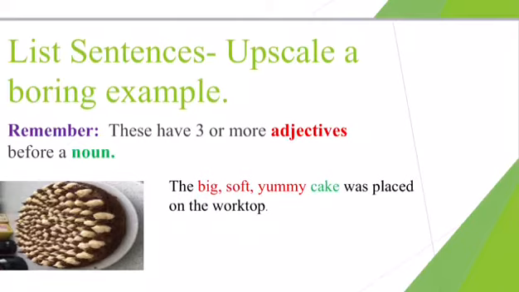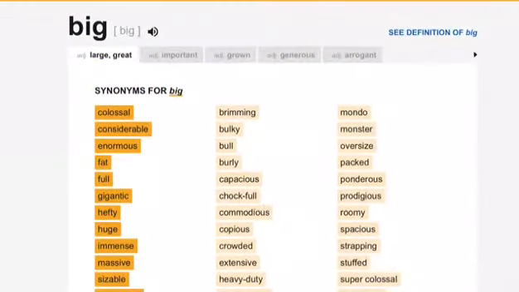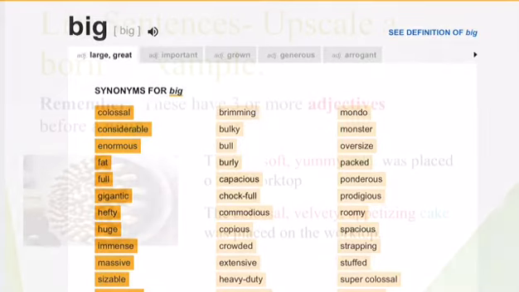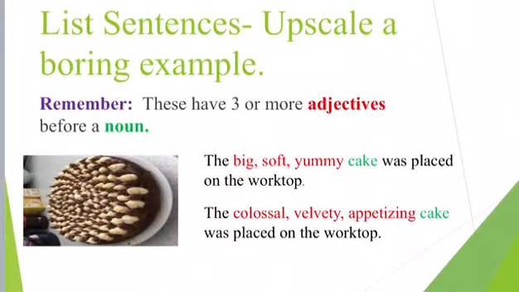You can either use some of your own creativity and some of your own pre-existing knowledge, but if you're not sure, a really good website to check out is thesaurus.com. And in this case, I have typed in the word big and seen what other examples I can get for that word that makes it more interesting. And as you can see, I have chosen the word colossal. I've done the same with the word soft and the same with the word yummy to change the sentence to the colossal, velvety, appetizing cake was placed on the worktop. So it's very simple, as you can see, just to change the meaning of your sentence by looking for more imaginative adjectives, but making sure you're keeping to that structure.